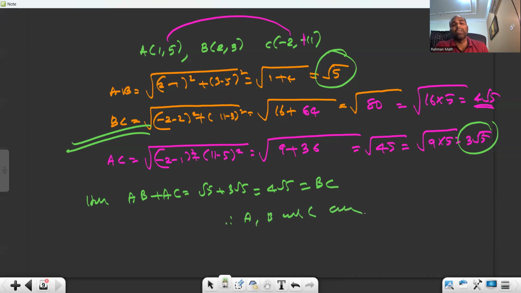If you are not getting equal, it is not collinear. So I hope you understood it. I'm going to conclude this session over here. And there is one question I'm giving the hint.